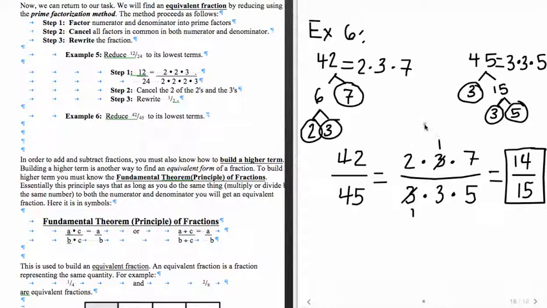The benefit of the prime factorization method here is that we are going to use this exact same method when it comes to the end of our semester, using this to reduce rational expressions, which are icky looking fractions. They're messy fractions, but we'll use this same thing. Next, we're going to discuss the fundamental theorem or principle of fractions, usually the fundamental theorem, and see how we've been using that all along. So we'll return with that.